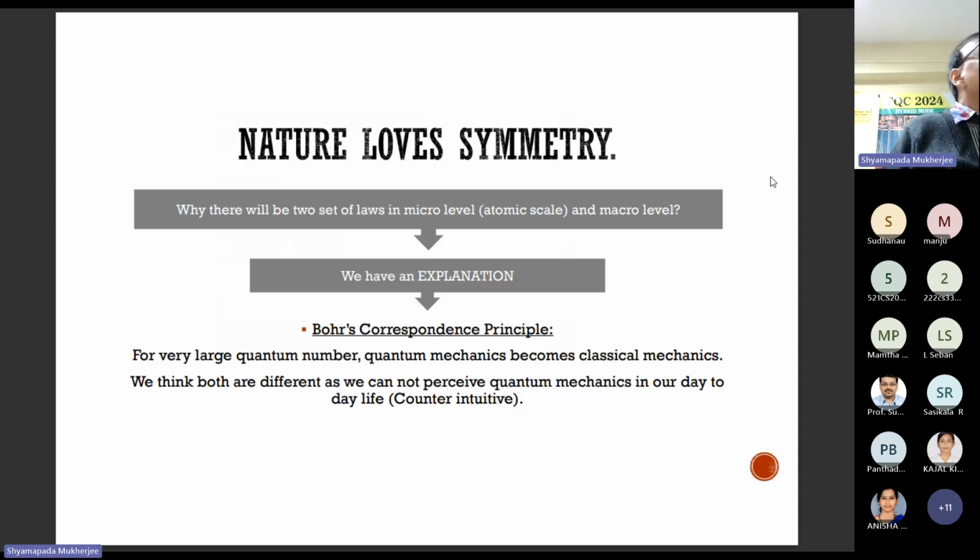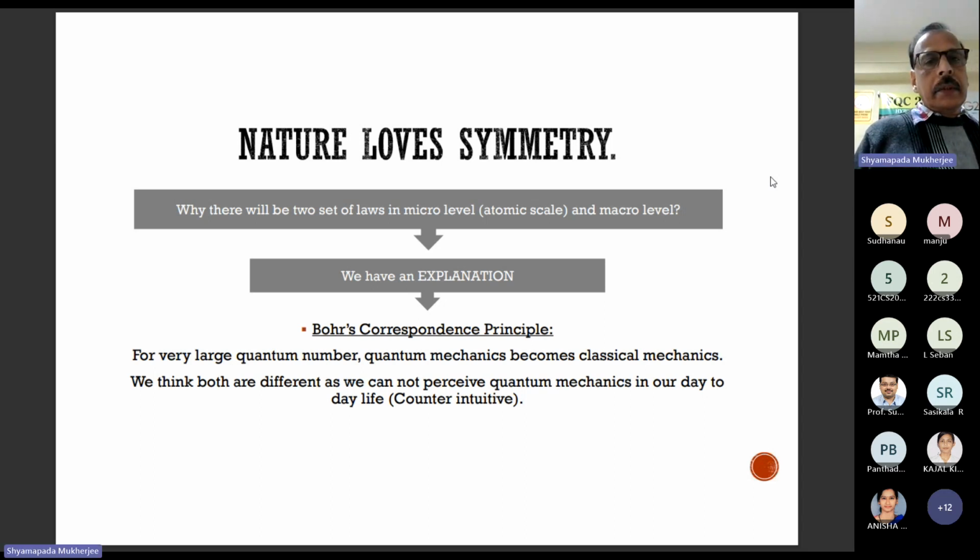But I have a question about the nature of symmetry. Nature behaves as if everything is symmetric. Then why are there two sets of laws, one at the micro level in the atomic scale and another at the macro level? In our day-to-day life, when I am walking with a velocity v, I am behaving as a particle, not as a wave. But when the electron is moving inside the atom around the nucleus, its character can be described by a wave. Then why these two different things?